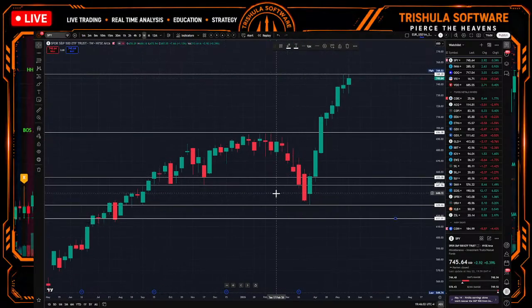When you have a resistance turn support, and this is a period of several months right here. When price comes back down and starts to touch this support level, and I see wicks like these, followed by a bullish candle, knowing that this is what's known as an inside candle compared to the sell-off the week prior, this is a very strong bullish indicator, as you can see here.